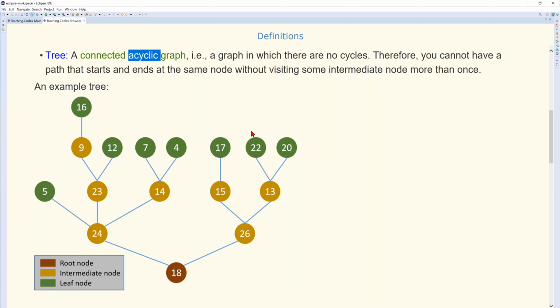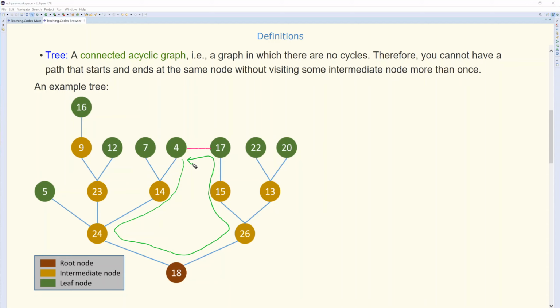For example, if I were to modify this graph by adding, say, a link between 4 and 17, now I would have a cycle like this. I start from 4 and come back to 4 by visiting no other node more than once, and I end up at the same node. Therefore, I have a cycle.